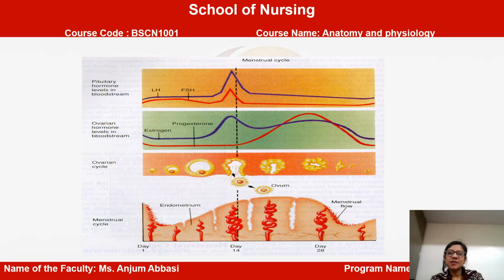This blue line is representing luteinizing hormone. You can see in the initial days it is neutral, and later on it is increasing. At day 14 you can see that follicle stimulating hormone, luteinizing hormone and estrogen, all three are increasing by the 14th day.